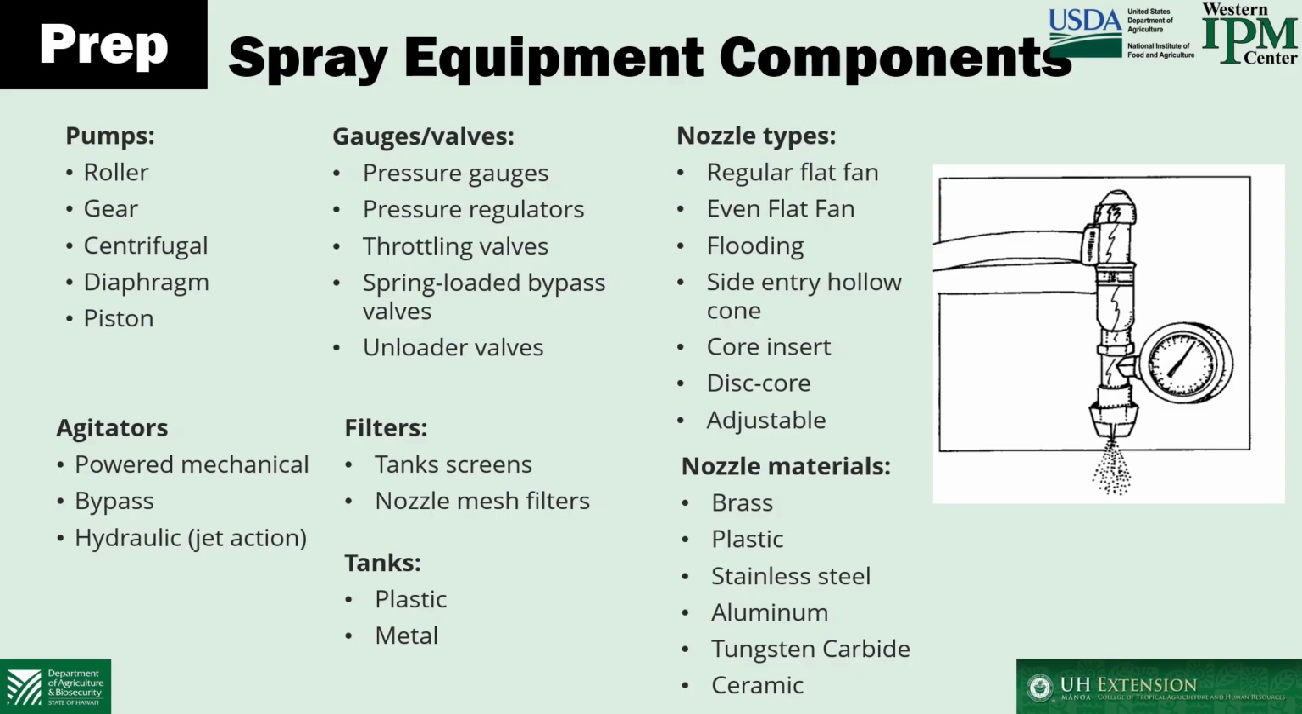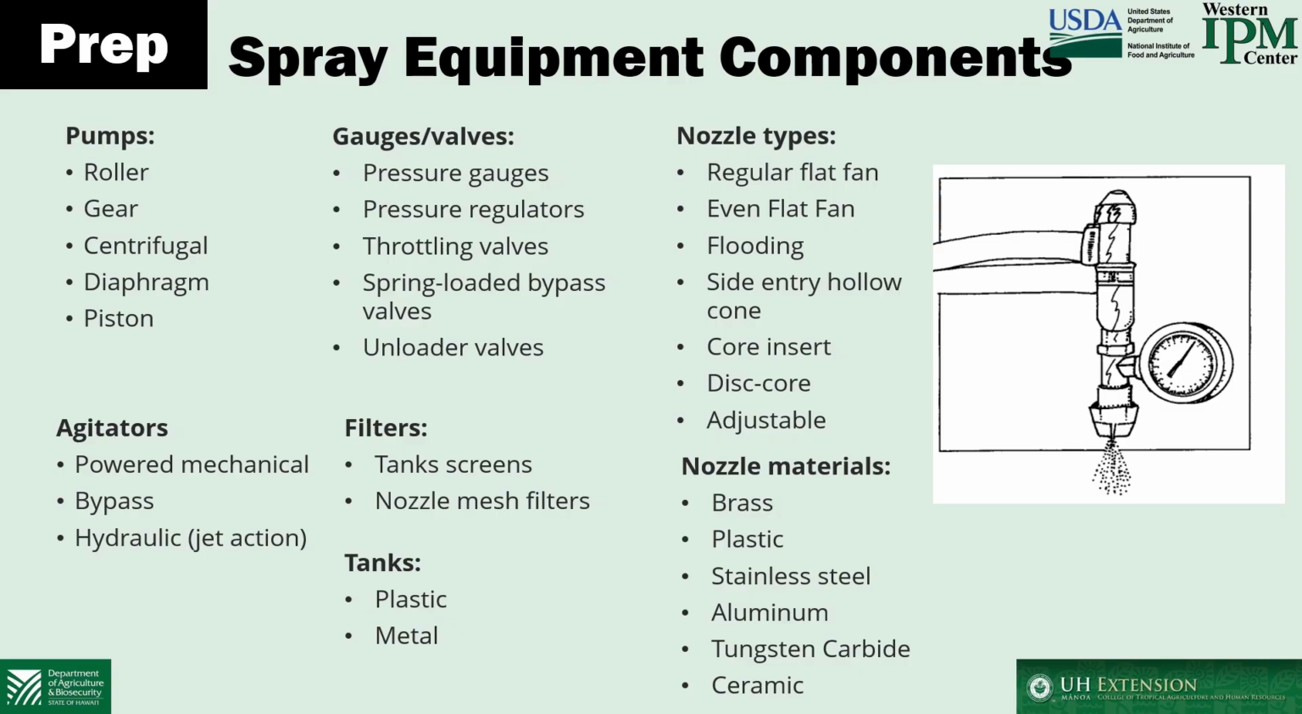Throttling valves. This is like on and off. The spring-loaded bypass valves, this is the same thing. Once it reaches a certain pressure, it's going to shoot back into the tank. Unloader valves, this is when you're done. When there's no more pressure, then it drops out.